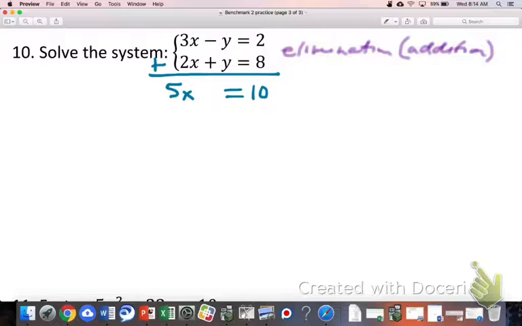So what I've accomplished by doing this is the same thing that I accomplished by doing substitution. I've taken an equation that has 2 variables and turned it into an equation that has 1 variable.